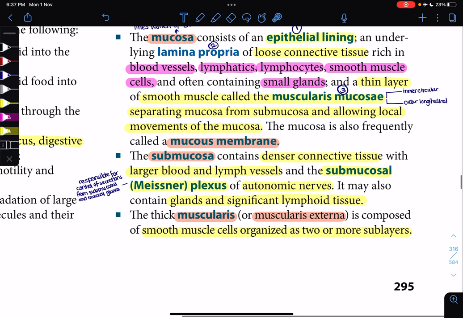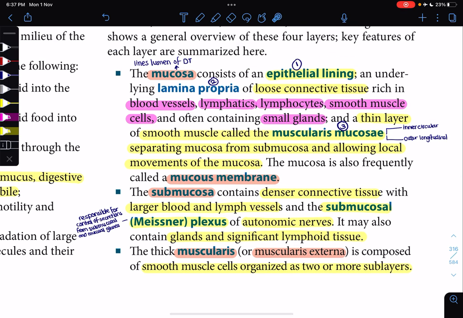So the second layer is the submucosa, and it contains denser connective tissue. عندنا هون loose connective tissue بالميكوزا. In the submucosa عندنا dense connective tissue with larger blood and lymph vessels, and the submucosal plexus, which is also known as the Meissner plexus. And the submucosal plexus is responsible for control of secretions from the submucosal and mucosal glands.